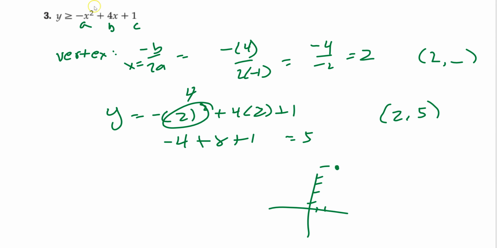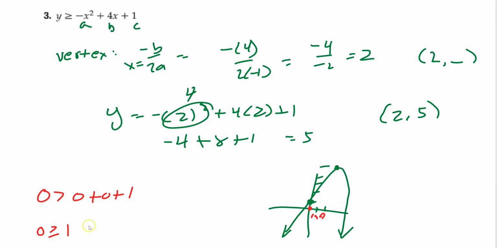Y-intercept is 1. Easy. Plug in x is 0, so y-intercept is 1. It's a negative, so it's opening down. It's solid, so it looks like this. Right, like that. Now again, greater than, so shade above, but this will show you again. Let's do test points to practice. Let's do a point like 0, 0. If I plug in 0, 0, look what happens. 0 is greater than 0 plus 0 plus 1. 0 is greater than 1. That is false, so I don't shade this part, I would shade the opposite part.